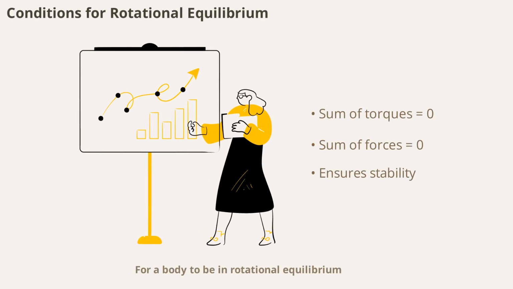For a body to be in rotational equilibrium, the sum of all torques acting on it must be zero. This means that clockwise and counterclockwise torques balance each other out. Additionally, the sum of all forces must also be zero for complete equilibrium. These conditions are vital for designing stable structures and mechanisms.